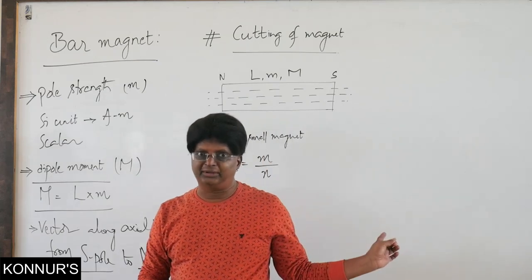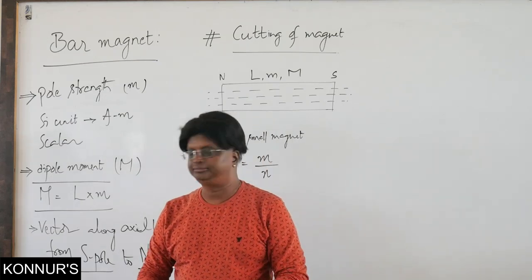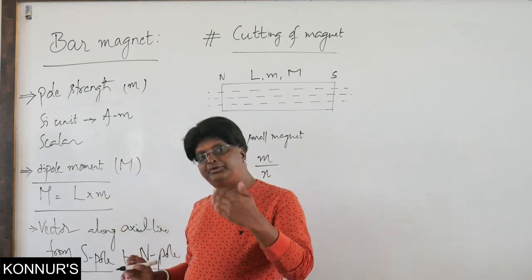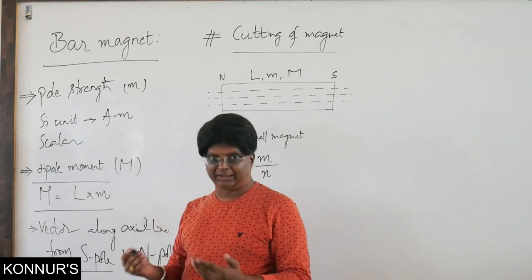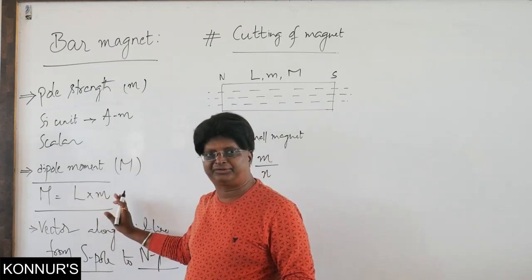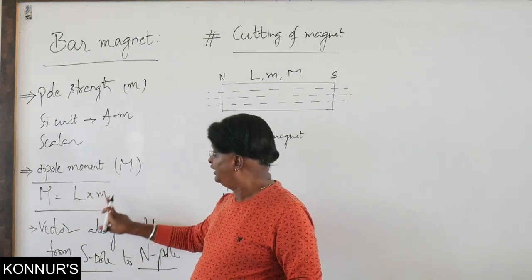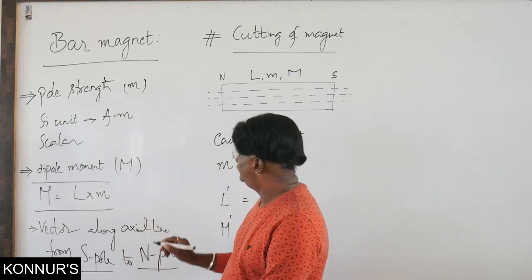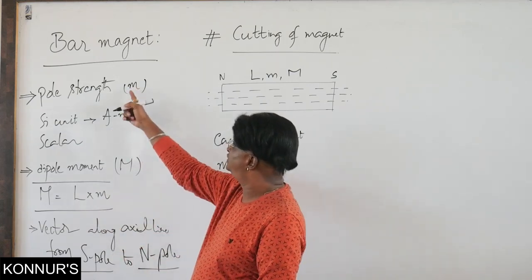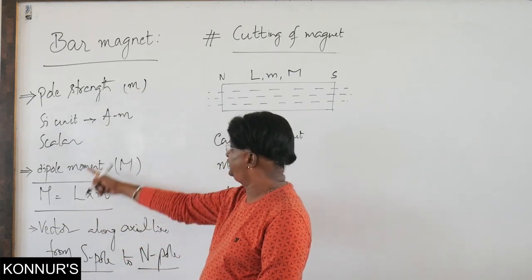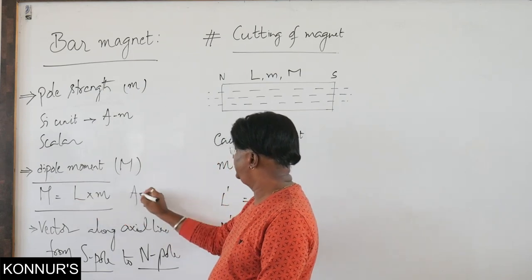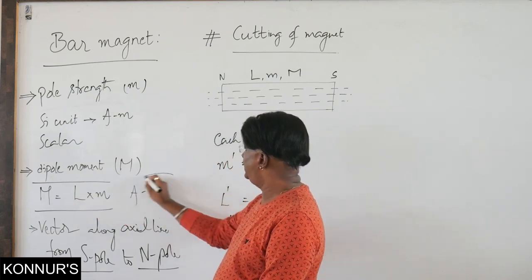One or two simple examples I will show you, there you will understand. Sometimes it is also used with another symbol, 2L. Here I am writing a general expression as length of the dipole times pole strength. And here once again, what will be the unit? Already I have told you the pole strength is ampere meter, times meter. Therefore it is ampere meter square, the SI unit.